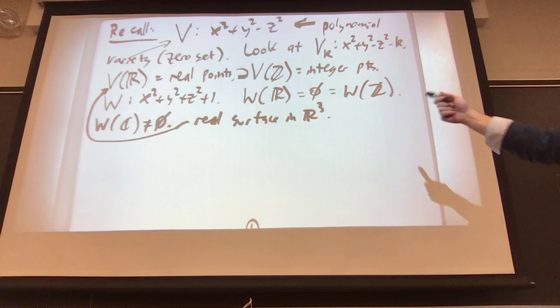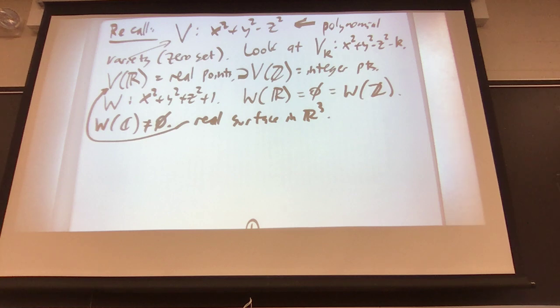Right. The question is, so what is this real surface? In other words, I'm making a very simple question sound very complicated. What are the real solutions to x squared plus y squared equals z squared? What does that look like?